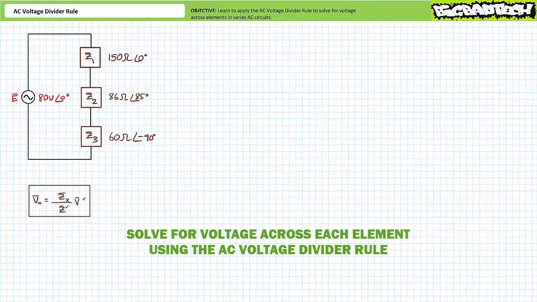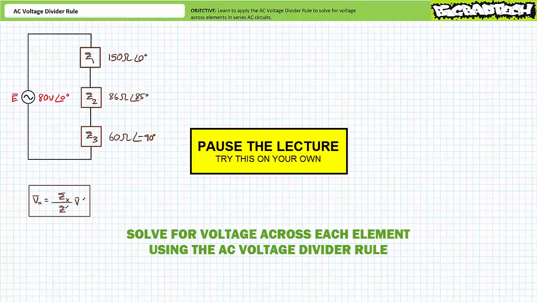Note the general use AC voltage divider rule formula doesn't change, despite the addition of more elements in series. The general use AC voltage divider rule formula states that the voltage across the element of interest, Vx, is equal to the impedance of the element of interest, Zx, divided by the impedance for that series path, Z single prime, times the voltage across that path, V single prime. By all means, pause the lecture and try this on your own. If you're tracking, you should have obtained the following results.